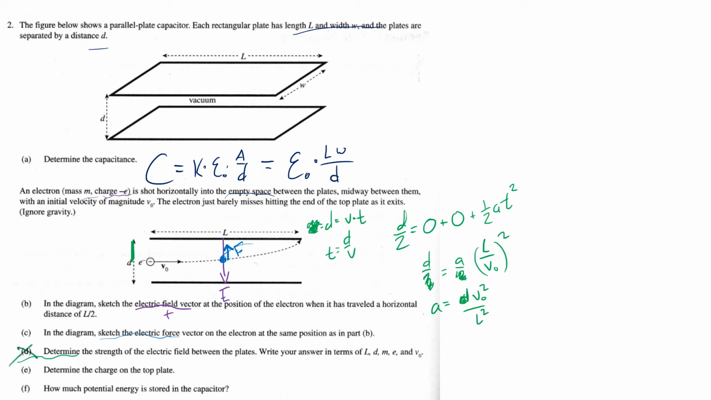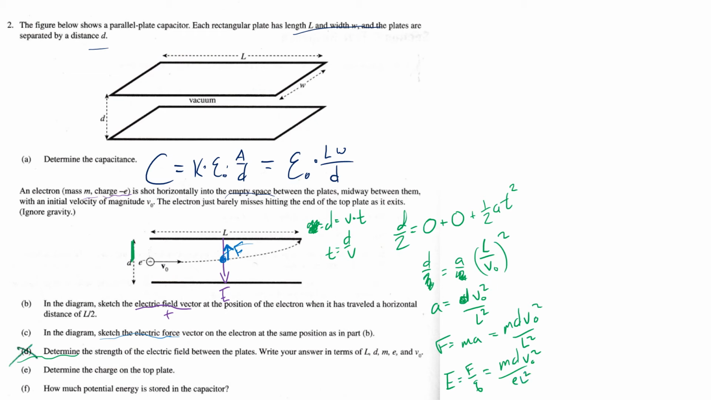So what's the force going to be? Well, F is equal to ma. So the force is going to equal m d v0 squared over L squared. Nice. What's the electric field going to equal? All right, so the electric field has a formula. The electric field is equal to F over Q. So we know the F, we know the Q. So we're going to have m d v0 squared over, I think it gave a charge of E, right? Yeah.